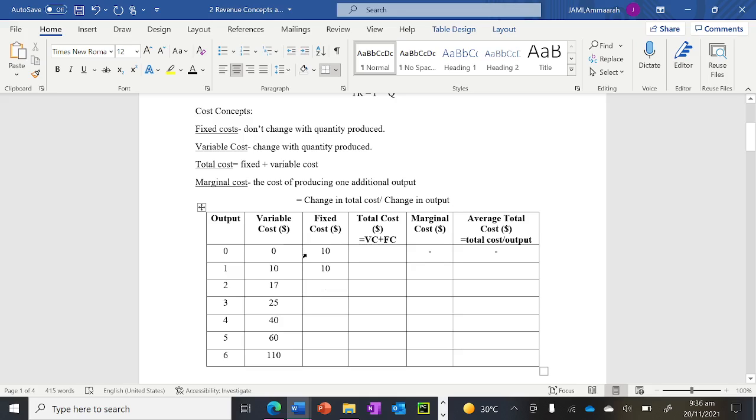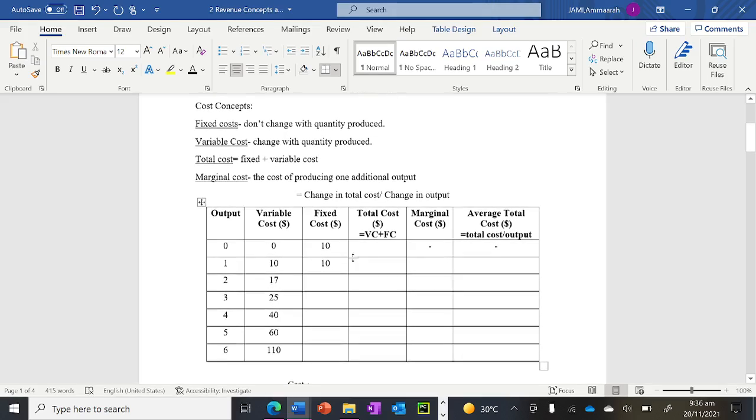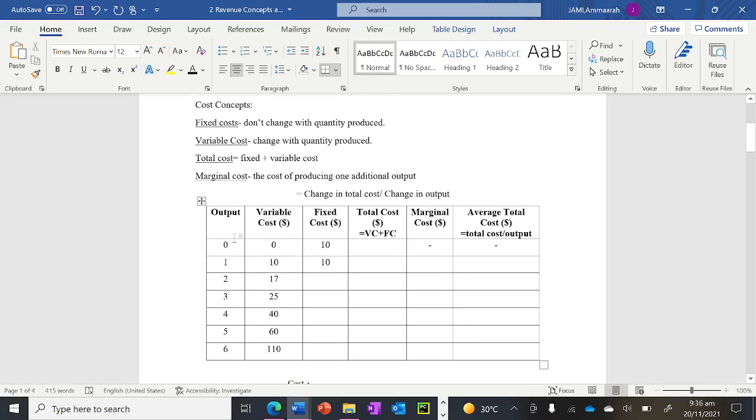Now your fixed cost, as we discussed earlier, does not change with the quantity produced. So if you're producing 0 units of output, your fixed cost is 10, because how much you produce does not determine your fixed cost. So even if you produce 0 units of output, as you can see here, you still have a fixed cost of $10. And fixed cost does not change.